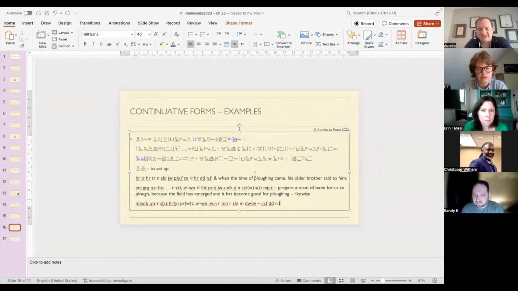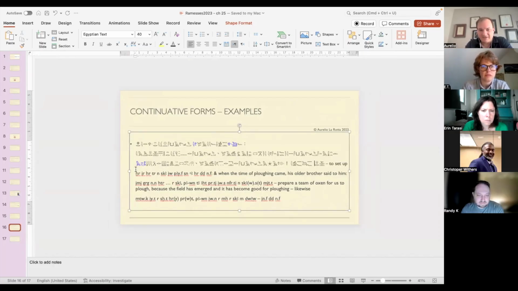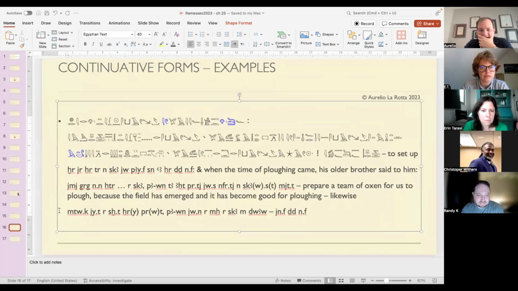Perfect. Let's do the translation, and I think then we're done for today. So, and returning to the field with... Yeah, but now think about what the mtuk does. And it's a conjunctive, right? So it starts with an imperative. Prepare a team of oxen for us to plow. Mtuk E.